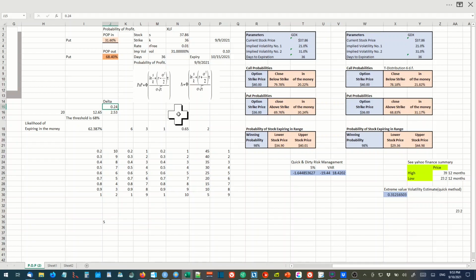You cannot use delta as a quick and dirty rule for probability of profit, although it does provide the likelihood of expiring in the money, but it doesn't necessarily give you a probability of profit. Only with low interest rates do they approximately match.